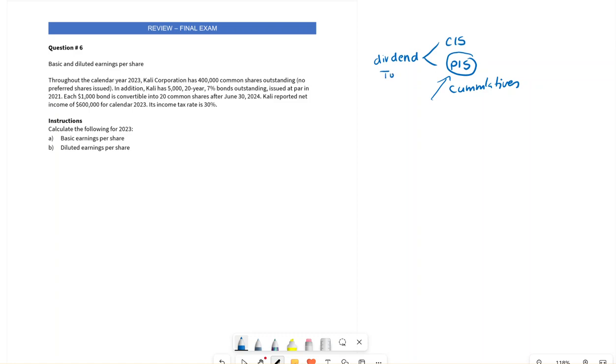First of all, if you are given a dividend, we pay dividends to both common shareholders and preferred shareholders. If the preferred shares are cumulative, we only deduct the current year's preferred dividends. If we give you a total dividend that includes common and preferred, you only deduct the preferred dividend. You do not deduct the common share dividend.